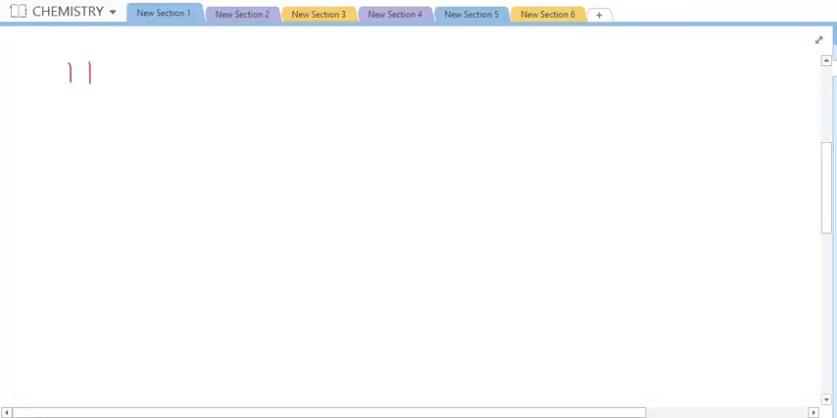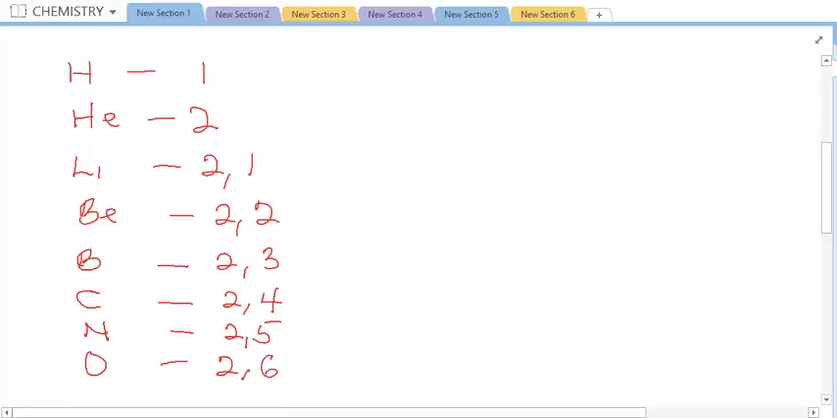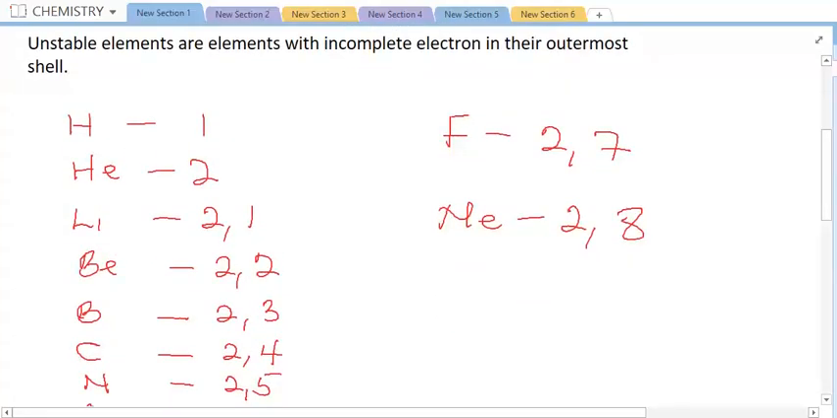Let's see. Hydrogen 1, helium 2, lithium 2,1, beryllium 2,2, boron 2,3, carbon 2,4, nitrogen 2,5, oxygen 2,6, fluorine 2,7, neon 2,8. Now remember this formula, always carry this formula with you.